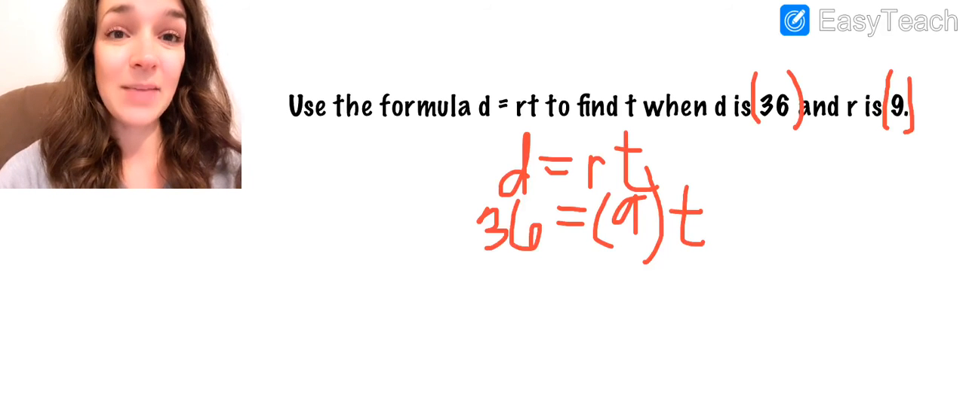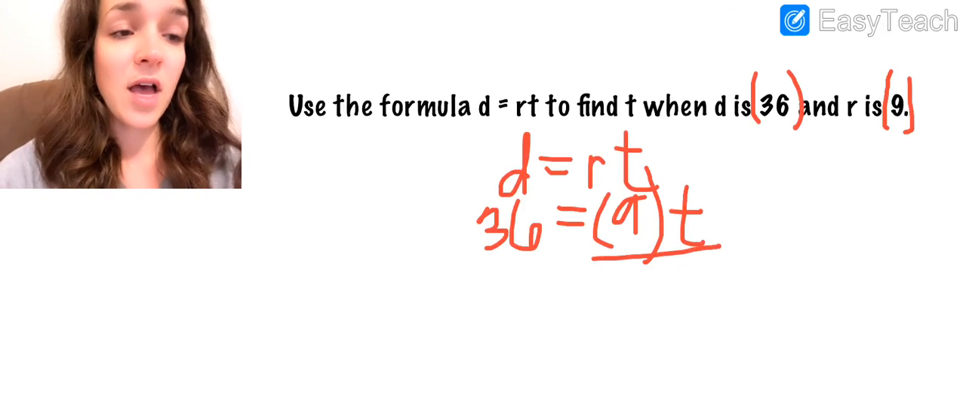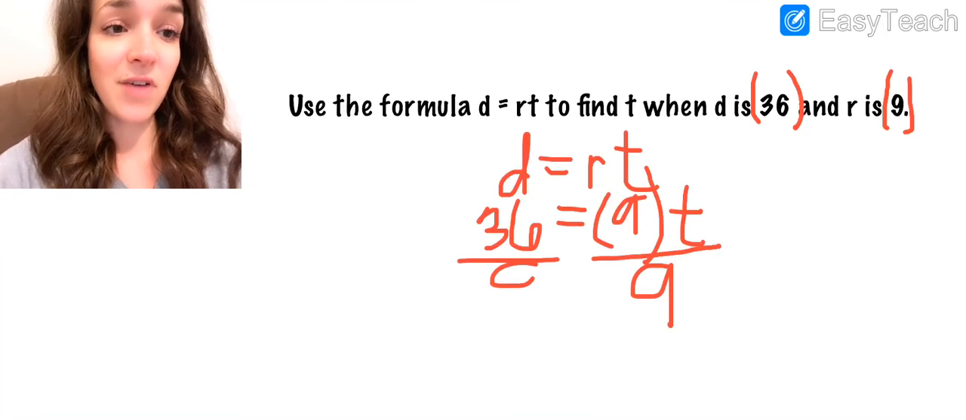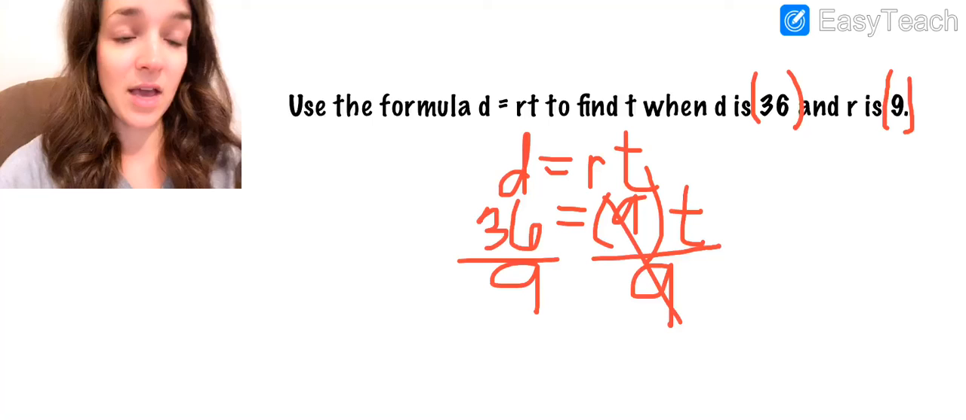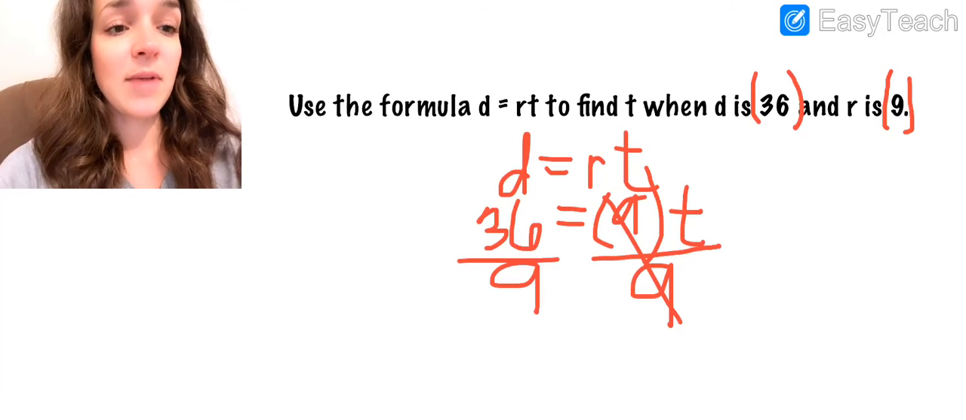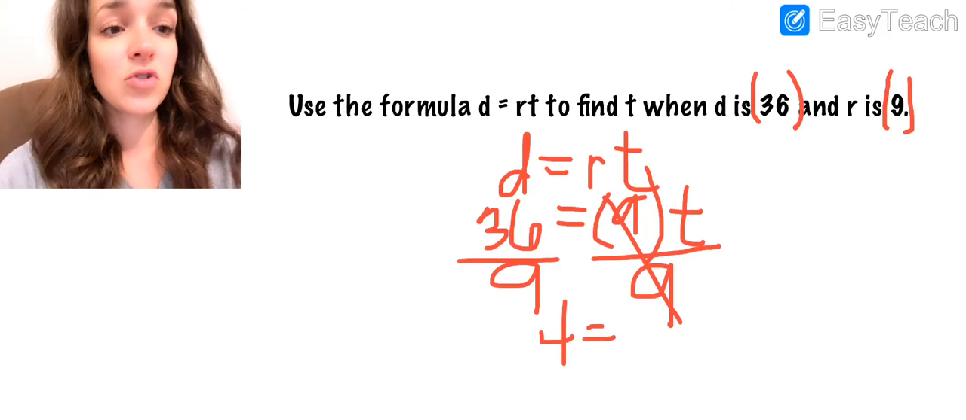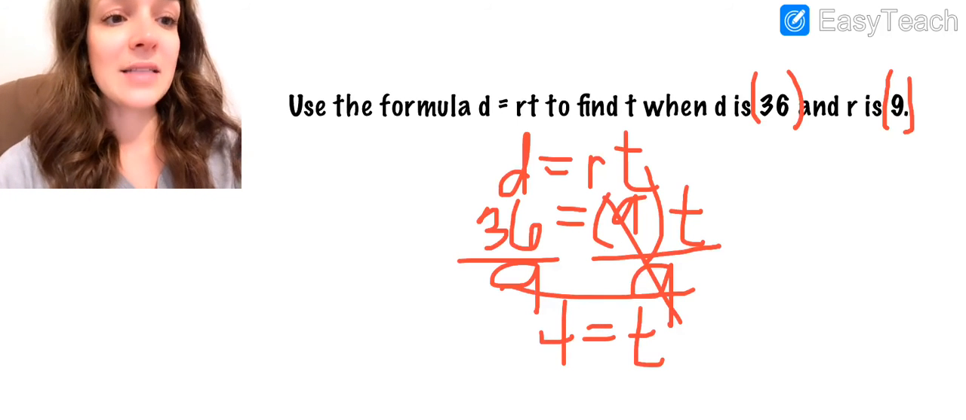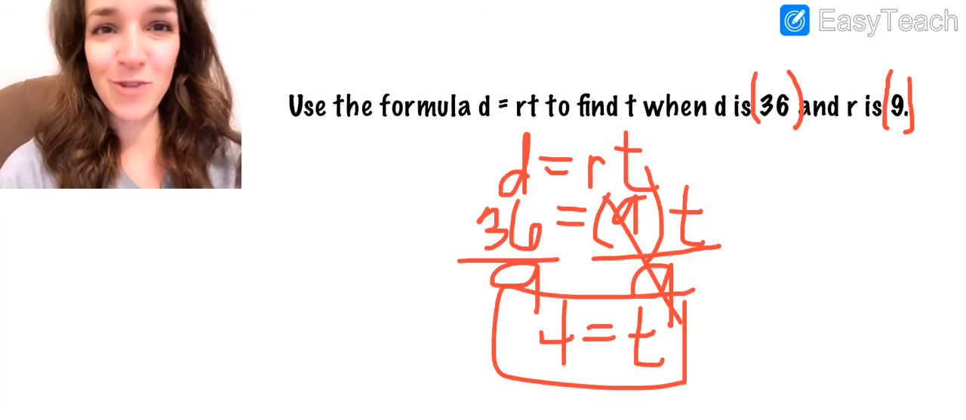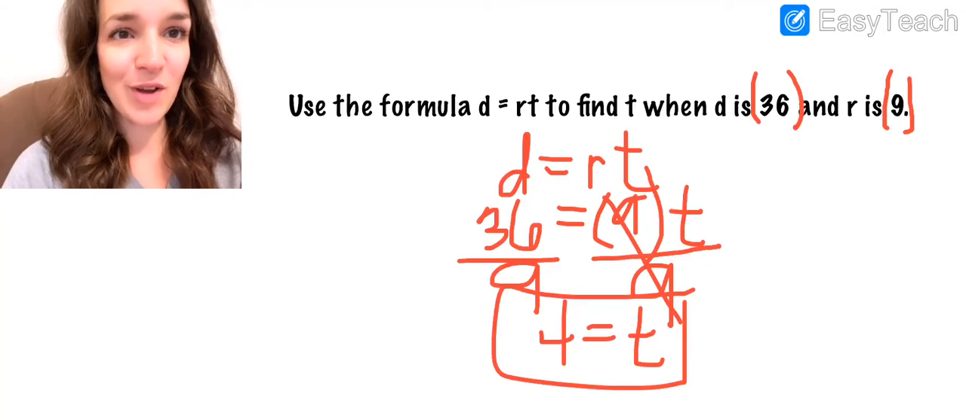So if we want to get t by itself, we are going to undo that multiplication and we're going to divide by 9. Okay, just like we've done in solving for regular equations. So 36 divided by 9 is 4. So that means 4 has to equal t. That simple. Plug those values in where they go. Solve for the missing variable. Let's look at another one.